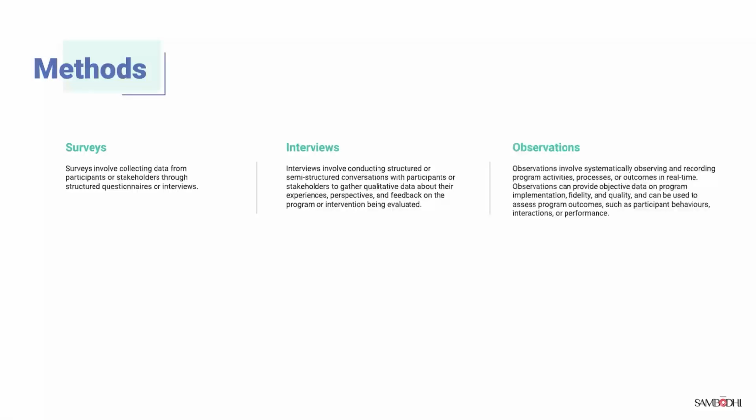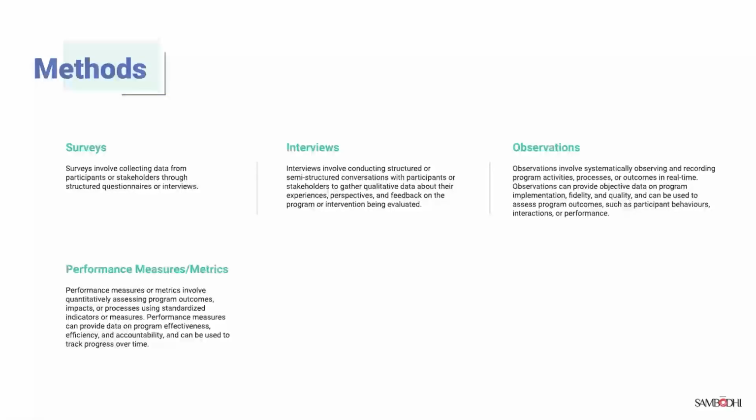Third is observation. Observations involve systematically observing and recording program activities, processes, or outcomes in real time. Observations can provide objective data on program implementation, fidelity, and quality, and can be used to assess program outcomes such as participant behaviors, interactions, or performance.